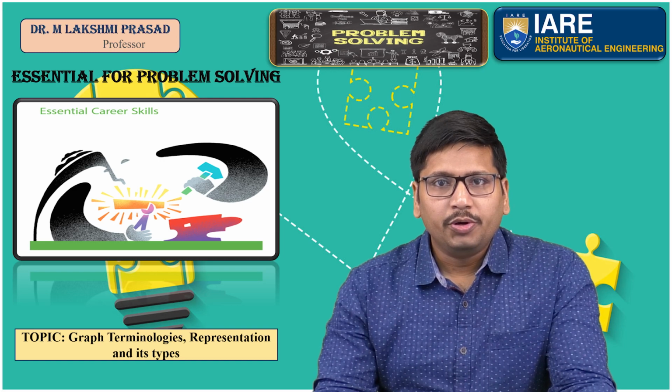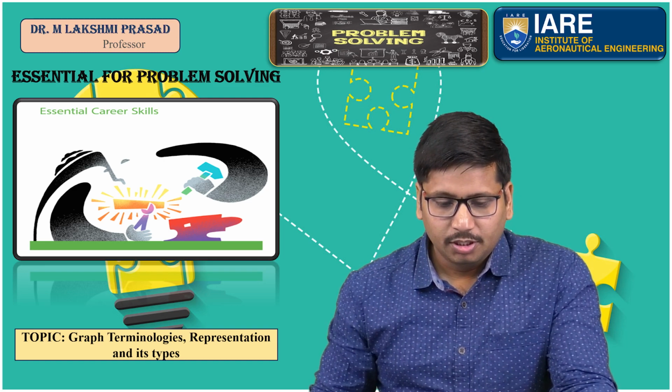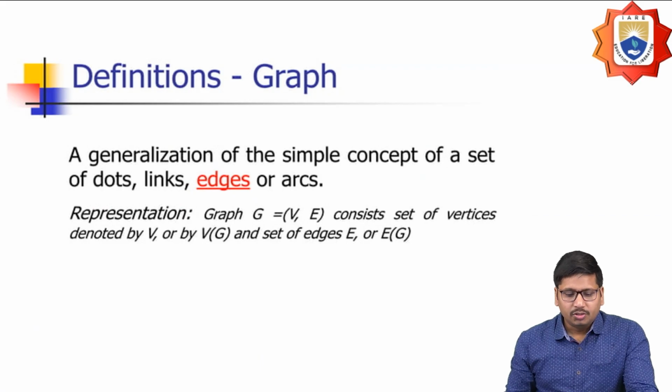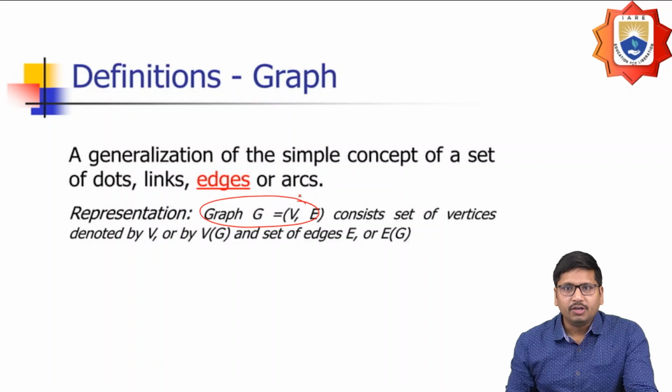In this video, I am going to discuss graph terminologies, representation and its types. So the very first thing is, what is a graph? A graph is nothing but a generalization of the simple concept of sets of dots, links, edges and arcs. The graph can be represented as G = (V, E).